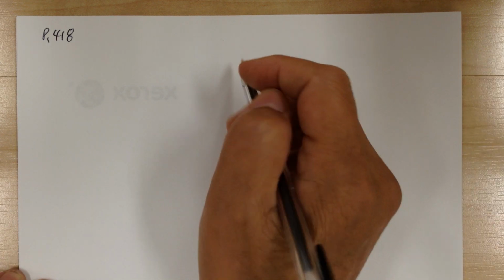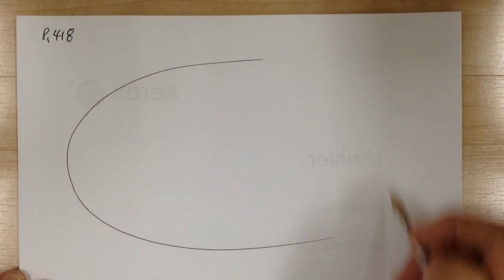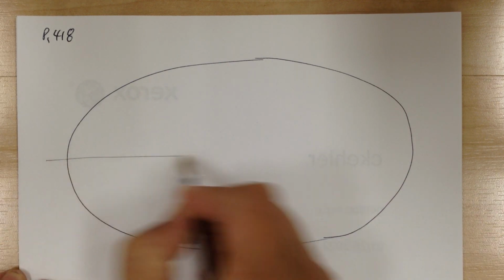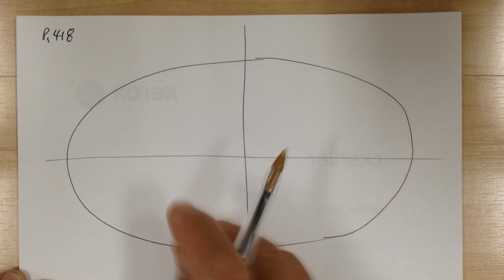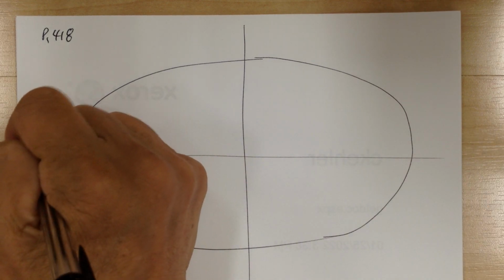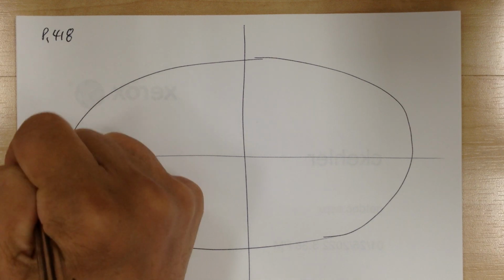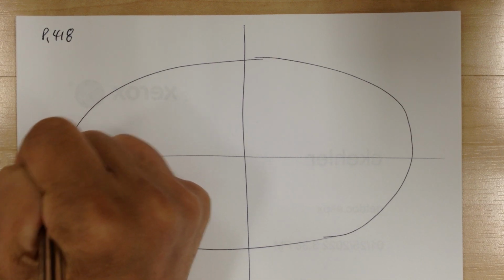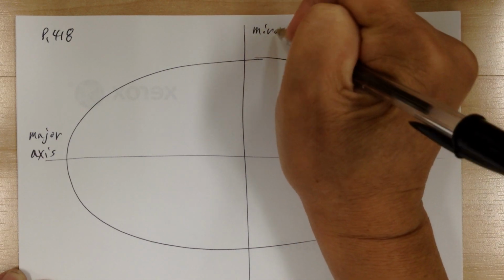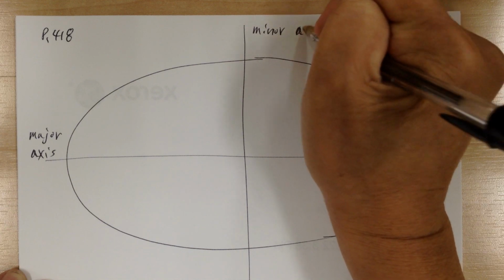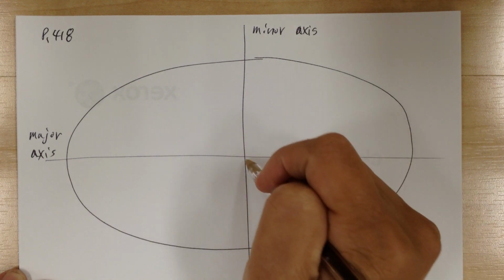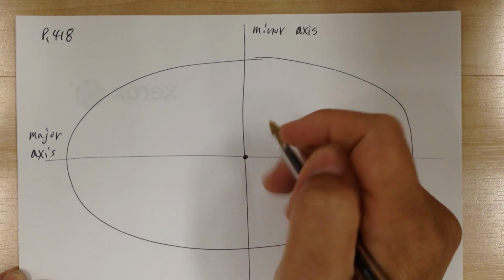So first, let's go over the definition of ellipse. When you have an ellipse, the long axis is called the major axis. The smaller one is called the minor axis. Also over here, this is the center.